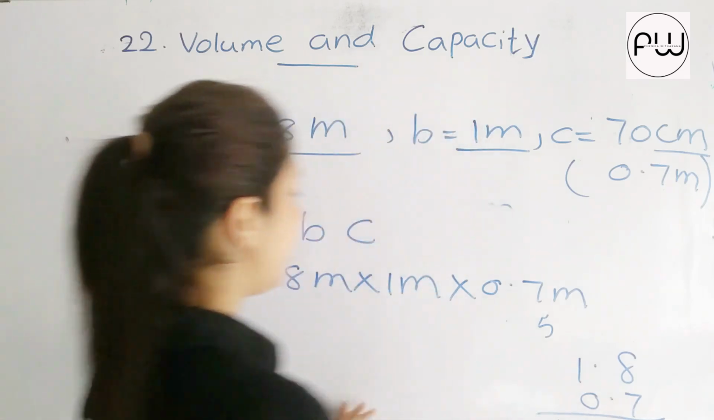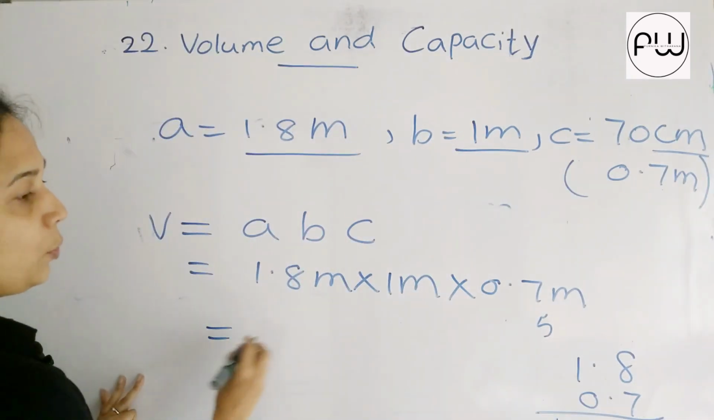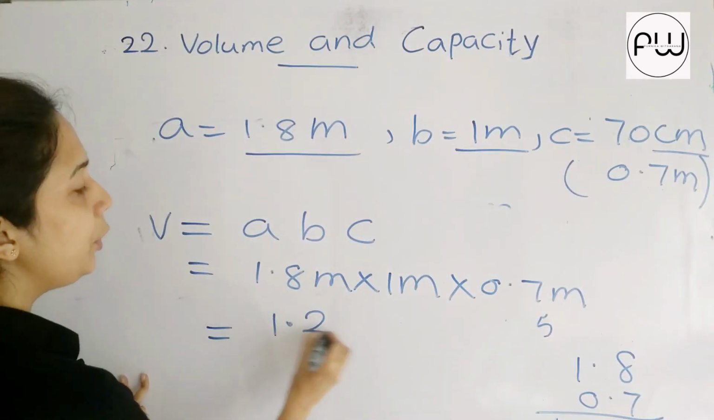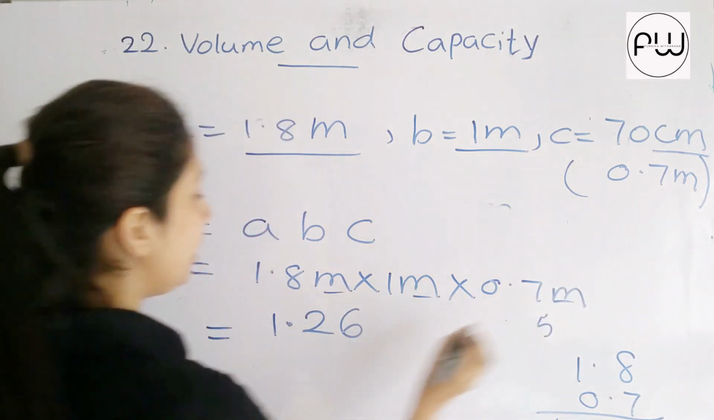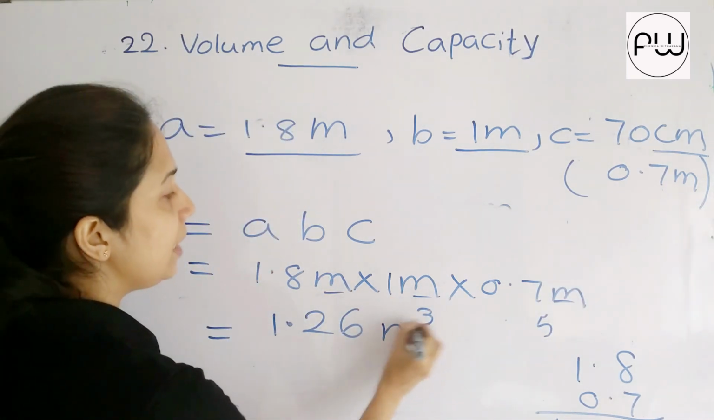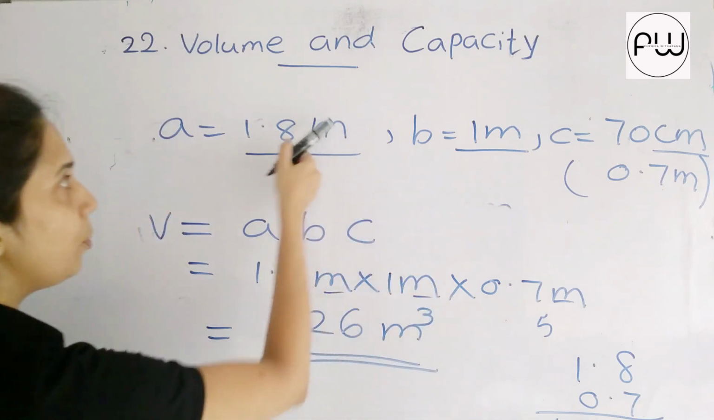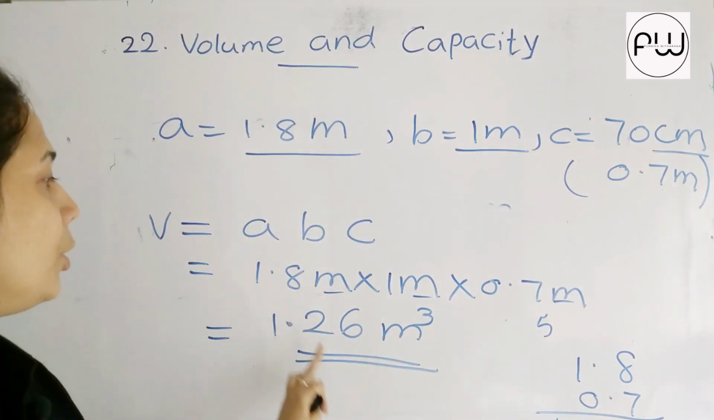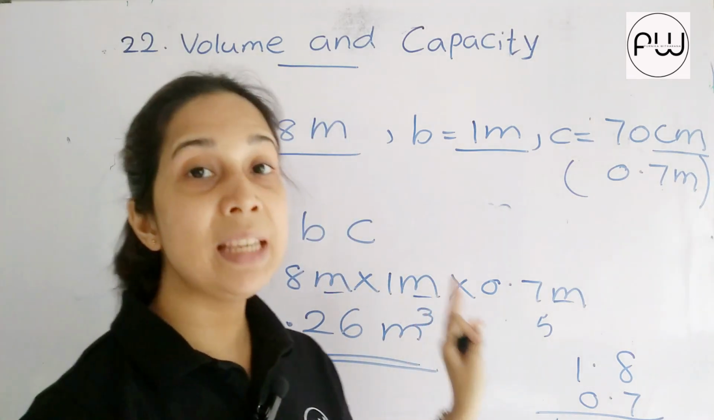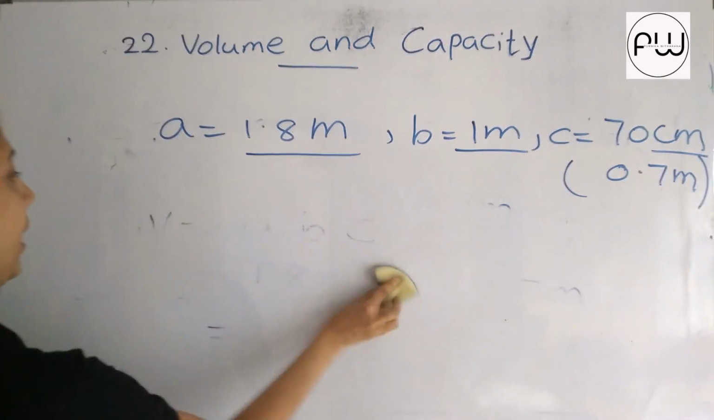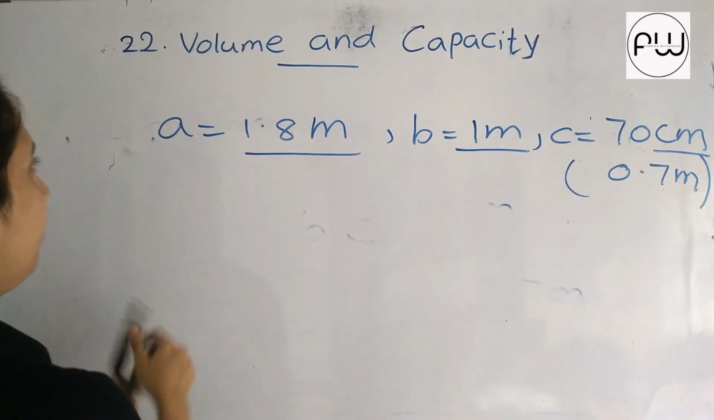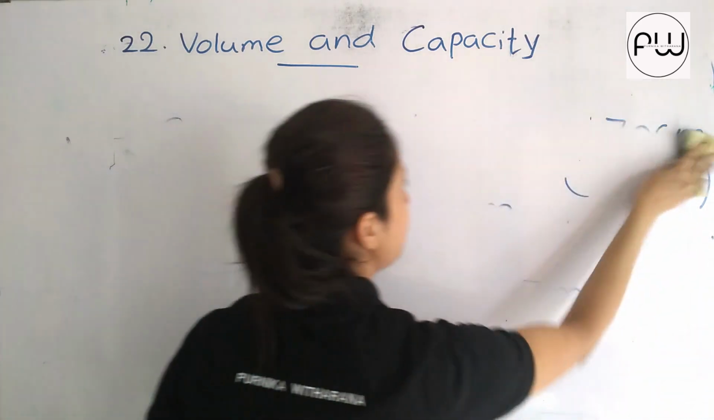Then what is the answer? Volume of this cuboid is 1.26. All these dimensions are in meters, so the unit is cubic meters. Volume of this cuboid is 1.26 cubic meters. Now using the same formula that we have learned, I am erasing this one too.